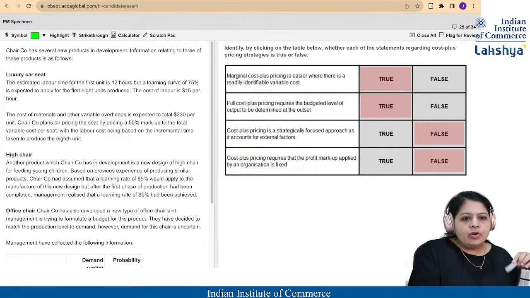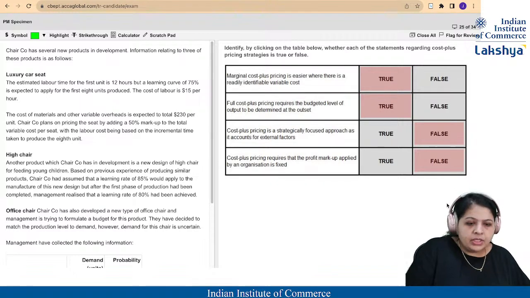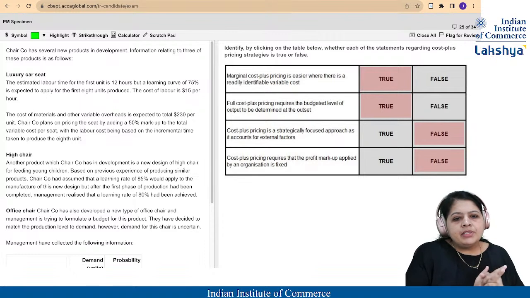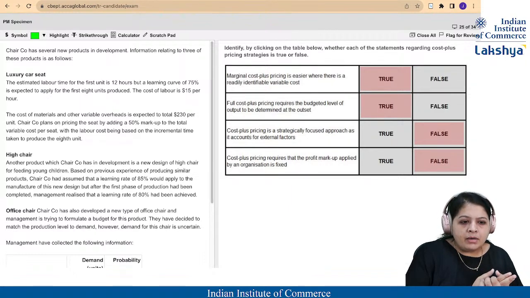Identify by clicking on the table below whether each of the statements regarding cost plus pricing strategy is true or false. So I already mentioned it here. Marginal cost plus pricing is easier when there is readily available variable cost. Full cost plus pricing requires the budgeted level of output to be determined. They both are true. And false is cost plus pricing is a strategically focused approach as it accounts for external factors. Cost plus pricing requires that the profit markup applied by an organization is fixed.